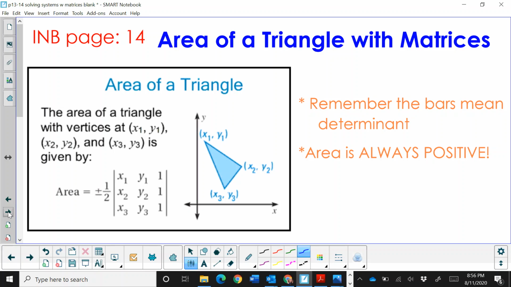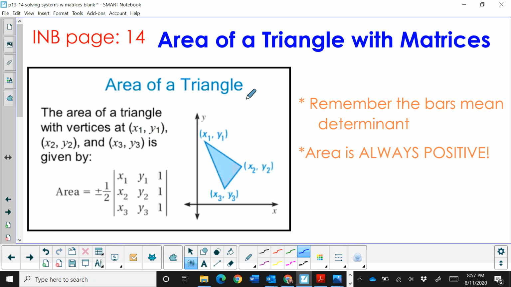So let's look at one more application. How do you find the area of a triangle with matrices? Well, this works if you have a graph or if you are using a Cartesian coordinate plane. This will be page 14 in your interactive notebook, so you can stop and write this equation down.